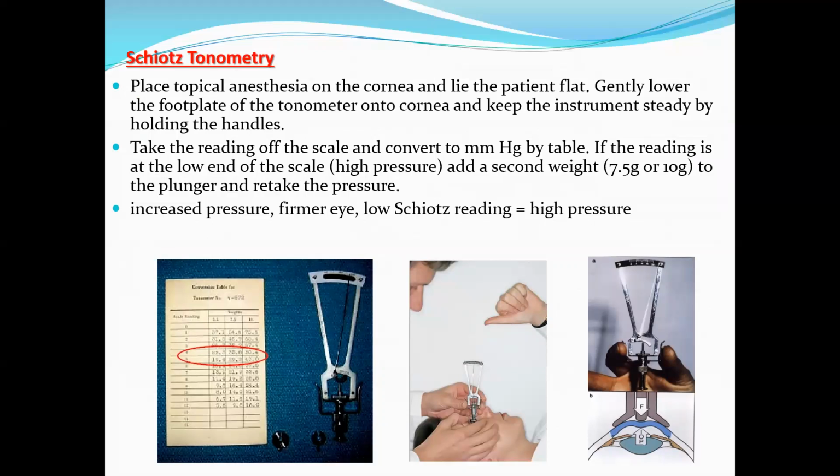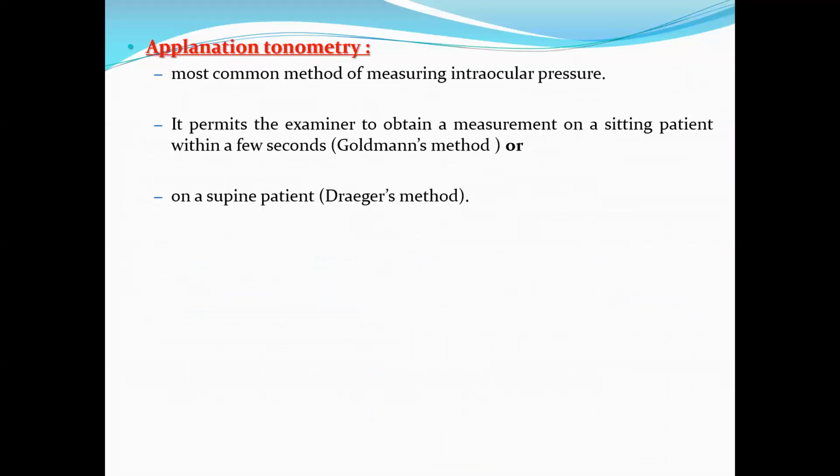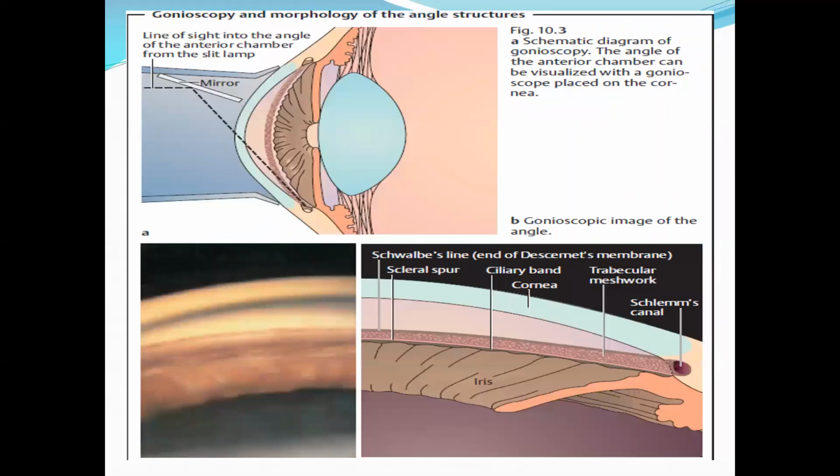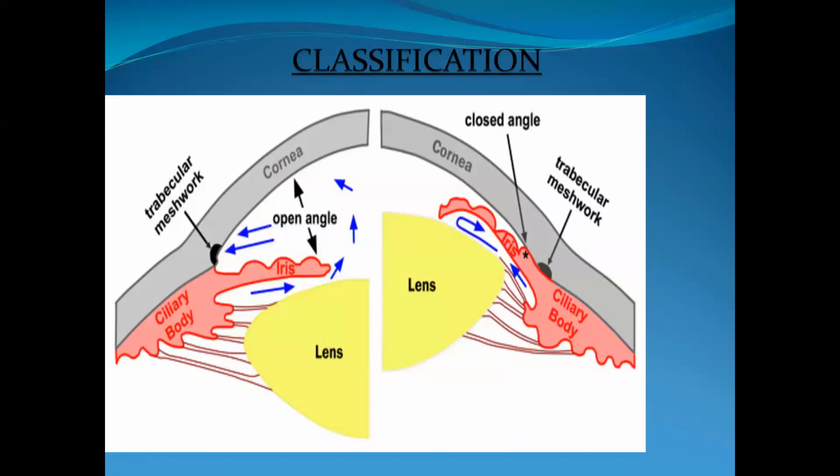And the next one is applanation tonometry. Applanation tonometry includes Schiotz, Goldmann's tonometry, and the Draeger method. And this one, Goldmann applanation tonometry, is on this slide. I will talk about gonioscopy later.